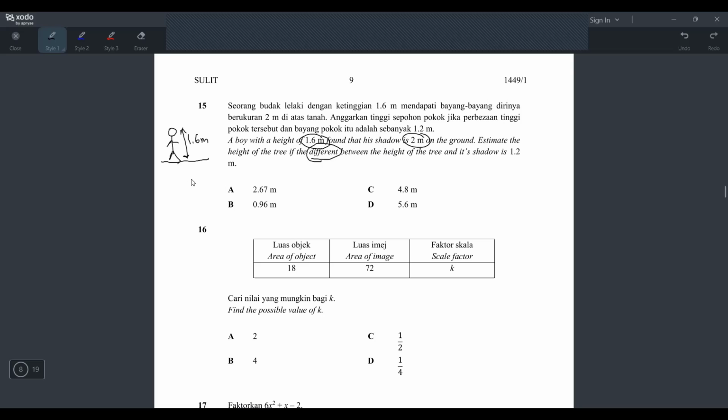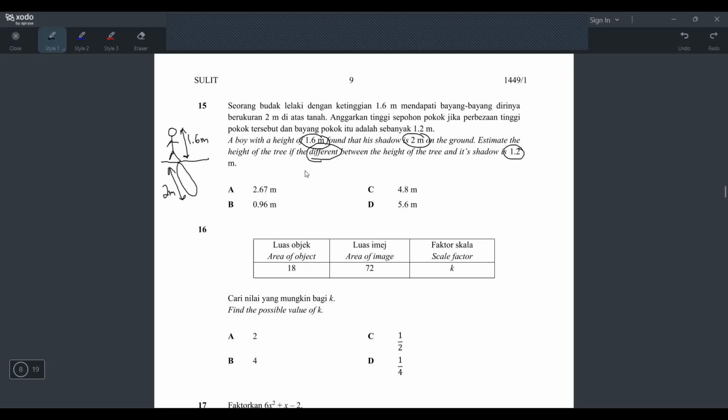So there's the shadow here, but the shadow is 2 meter. The shadow is actually longer than the height, because the height is only 1.6. Then they say estimate the height of tree. If the difference between height of tree and the shadow is 1.2 meter, I think we can all assume that the shadow of the tree will be longer than the height of tree as well. Because for the boy, the shadow is longer. So for the tree also, the shadow will be longer, right?